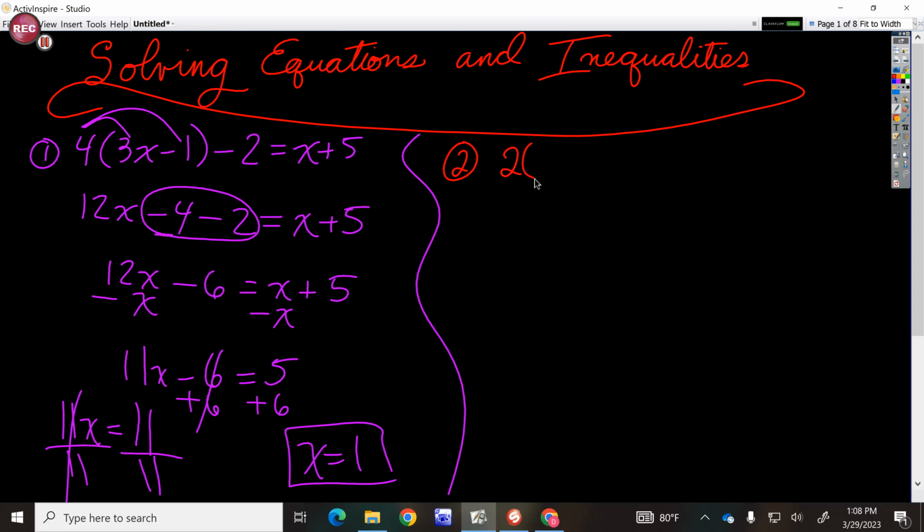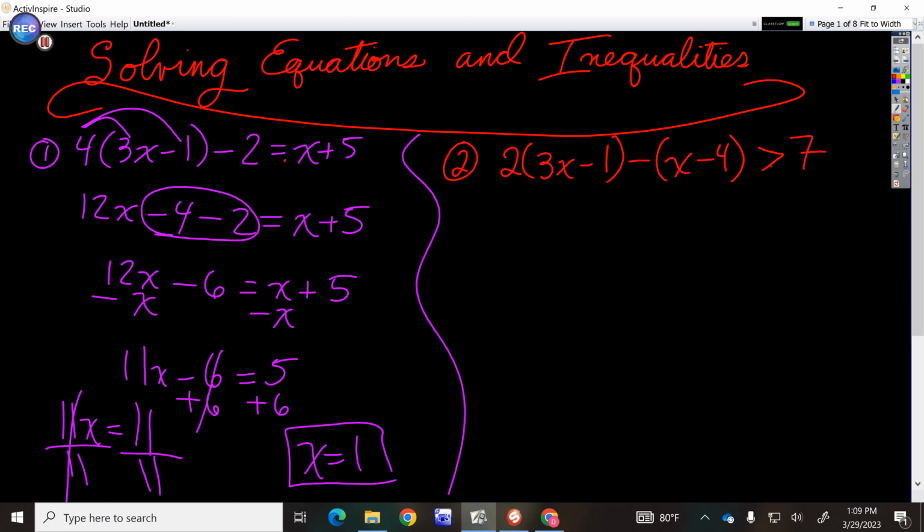All right, 2 parentheses, 3x minus 1, minus parentheses, x minus 4, greater than 7. Now look at number 1 and number 2. The only difference really is that this one has an inequality symbol, that one's an equal sign. You treat them both the exact same. Solving both is identical. The only difference is if you end up dividing by a negative on both sides, what do you do to that symbol? Flip it. That's the only difference, which none of these make you flip, so we can just solve them regular.